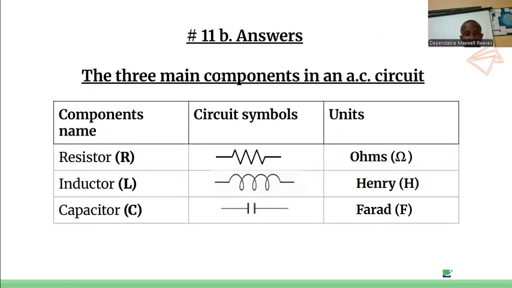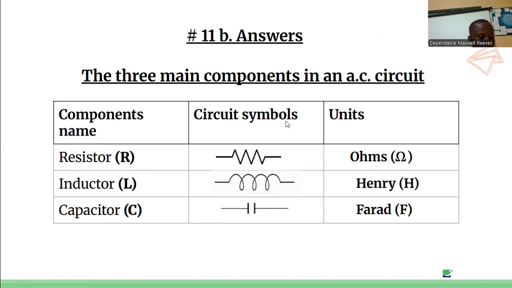So let us answer this. The resistor is represented by R, the inductor by capital L, and the capacitor by C. These are the symbols for these components. Resistance is measured in ohms, inductance is measured in henry, represented by H, and capacitance is measured in farad, represented by F. So this is the answer to question 11b.